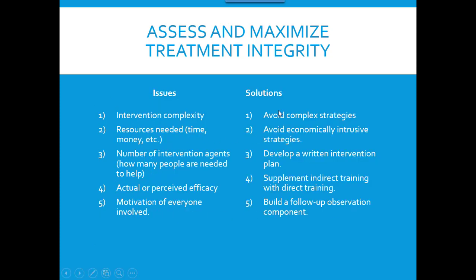So here's some general solutions to making the integrity work better. Avoid complex strategies, try to use simpler ones. Try not to make it too expensive. Make sure that there's a written plan, and everybody knows what they're supposed to be doing. Provide actual indirect training. Again, demonstrate to them so they can see that it's working. Provide data. A formative evaluation is going on.